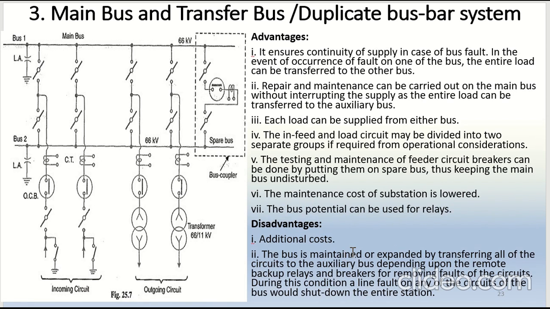The disadvantages: the very first and the main one is the cost. It is very expensive, and the bus is maintained or expanded by transferring all of the circuits to the auxiliary bus, depending upon the remote backup relays and breaker for removing faults of the circuit. During this condition, a line fault on any of the circuits of the bus would shut down the entire station. So that is the main disadvantage.